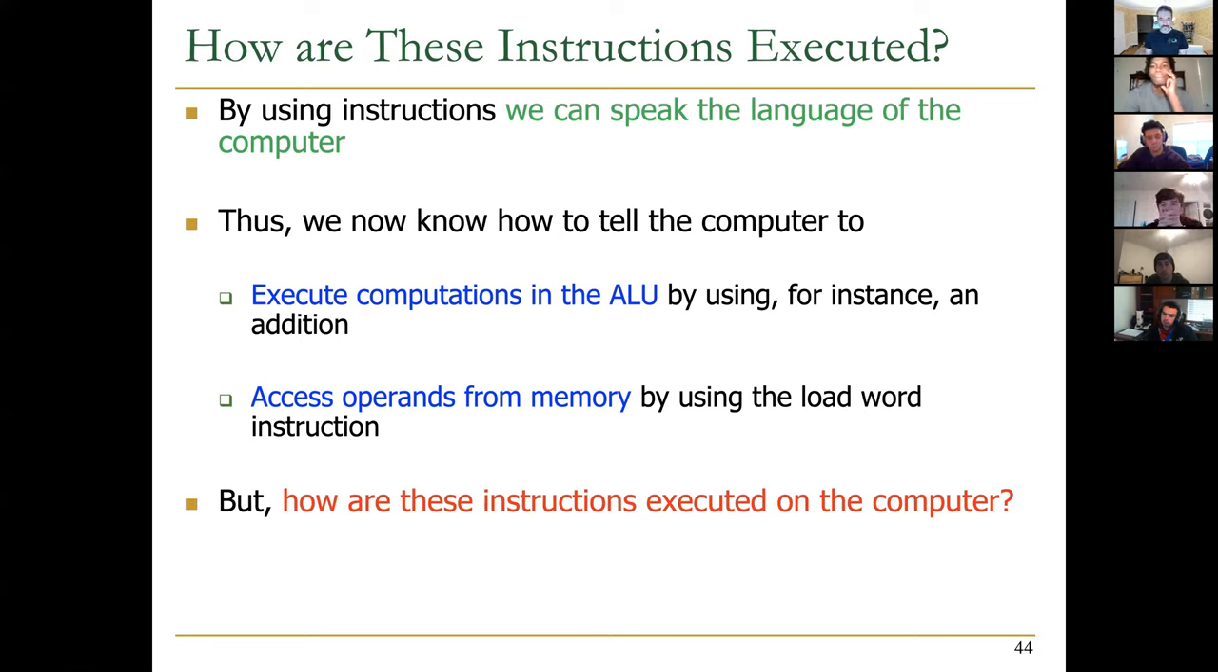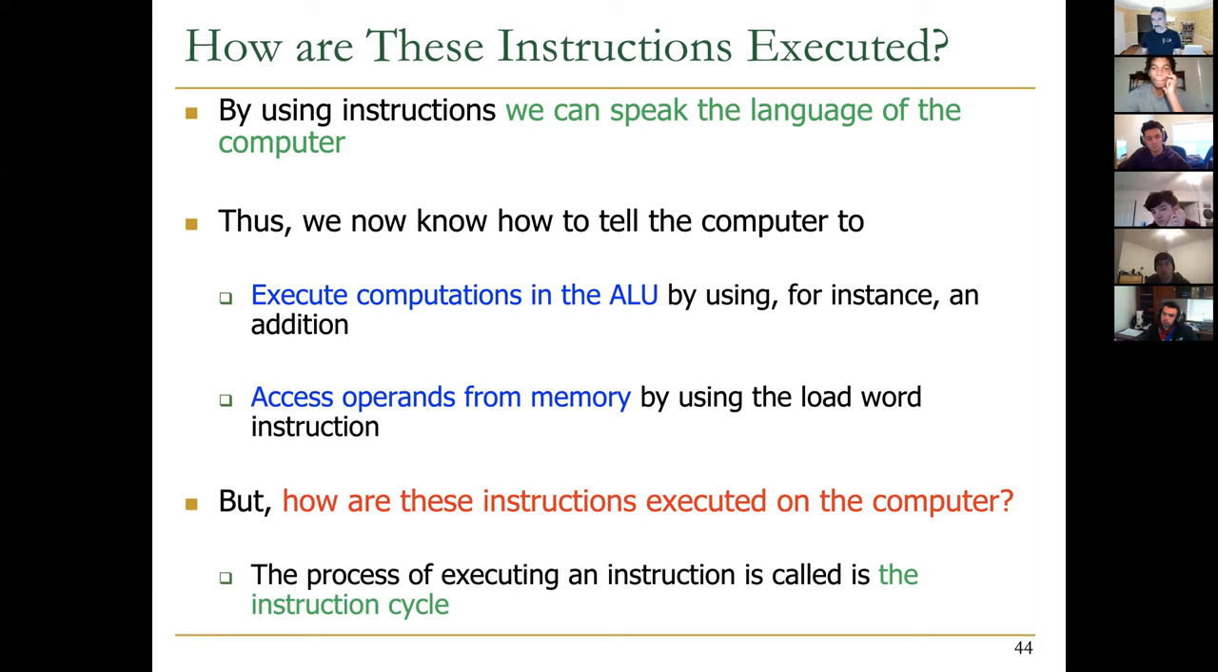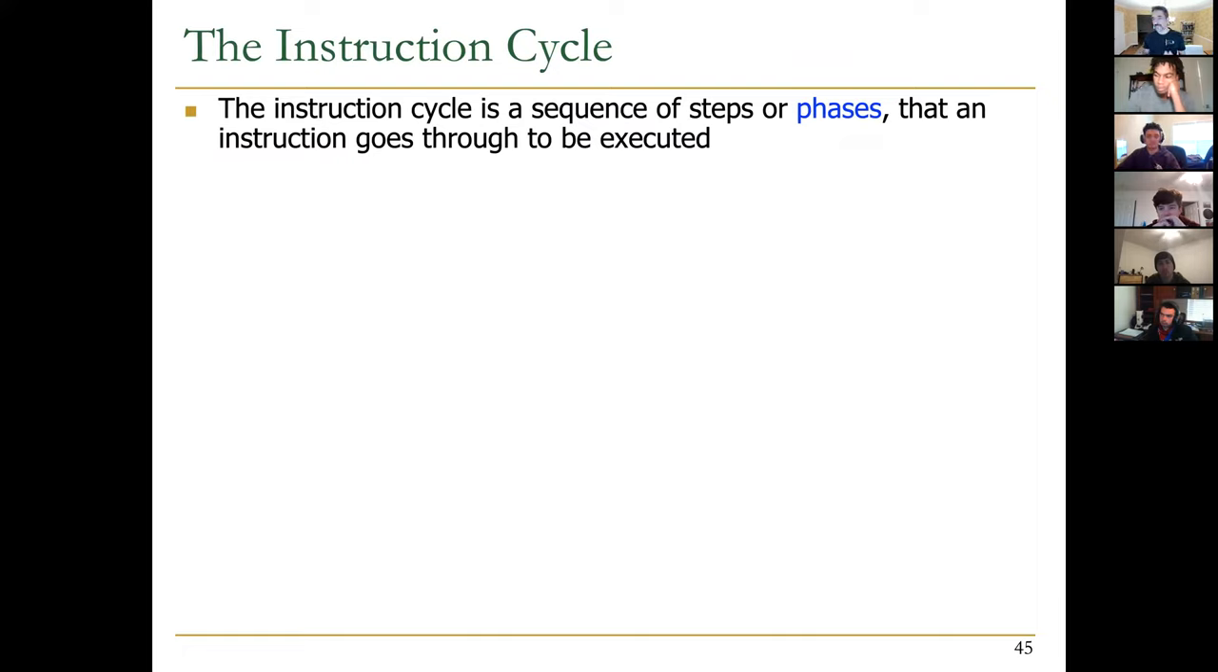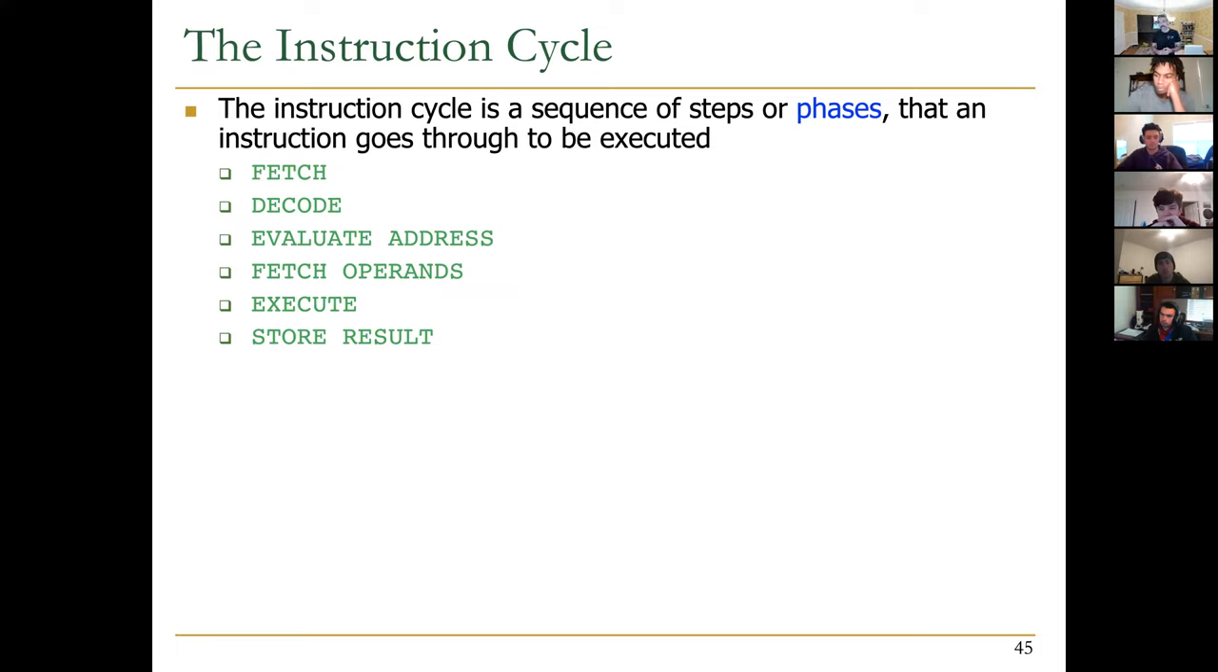As I said, the question is how these instructions are executed in a finer-grained way, not at the instruction level, but at a lower level, so we can understand what's happening on the machine. This process is called the instruction cycle, which consists of multiple steps or phases: fetch, decode, evaluate address, fetch operand, execute, and store result. These are the six steps of the instruction cycle, which today we go through one by one.